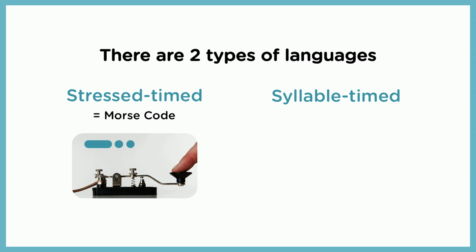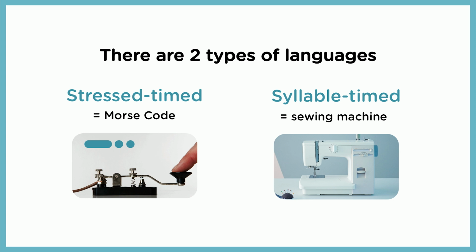So stress-timed languages, think of it like Morse code. You have long sections and shorter sections, like da, da, da, da, da. I'm guessing that English is going to be like that. Most definitely. In contrast, you have other languages, syllable-timed languages, which are much more even, like a sewing machine. Yeah. Or like a train, I guess. All the parts are evenly spaced in terms of speed.